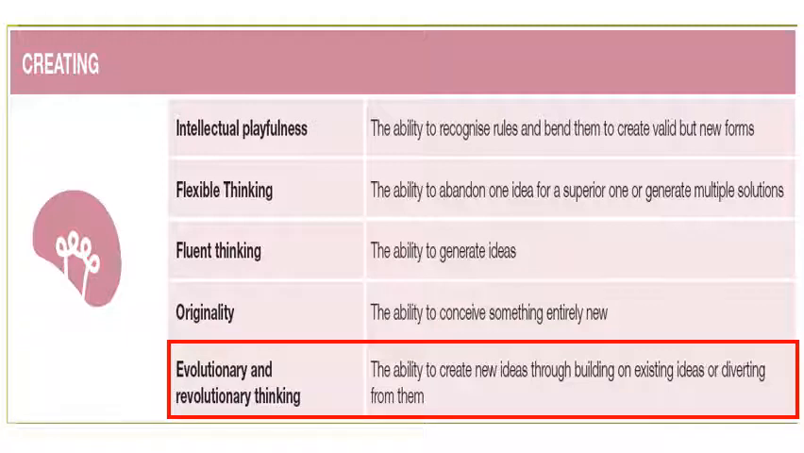So the last one is evolutionary and revolutionary thinking. It's harder to say, but it's probably easier than being entirely original. So the description is the ability to create new ideas through building on existing ideas or diverting from them. So here, I think I would wait till the last session. And then once we built up a portfolio where we'd looked at lots of different artists and the way that they did self-portraits, I would encourage them to look back and reflect on that.